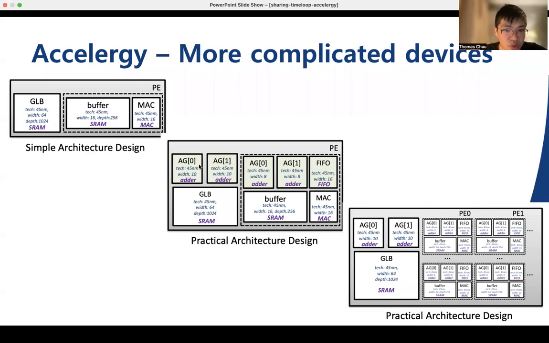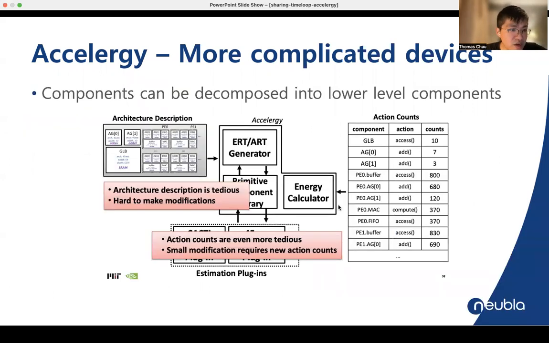In practice, there are many more primitive components. For example, one could have a smart buffer, which is a storage unit with a pre-programmed address generator implemented as an adder, and with a buffer implemented as SRAM. Accelergy allows enriching simple architectures with more practical units. The drawback of allowing more complicated units is that the architecture description and action counts become more tedious and hard to modify.